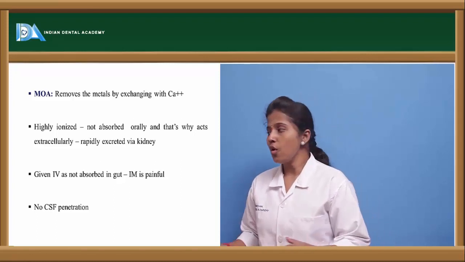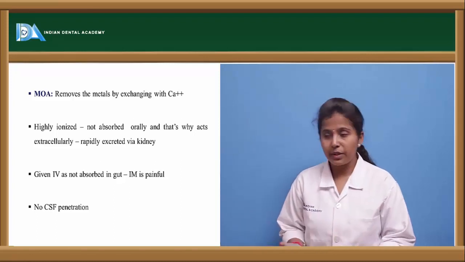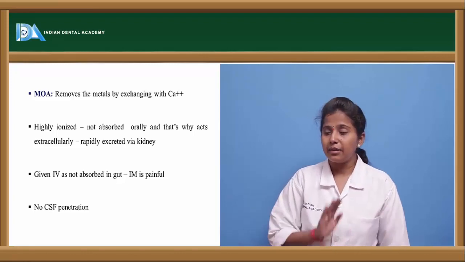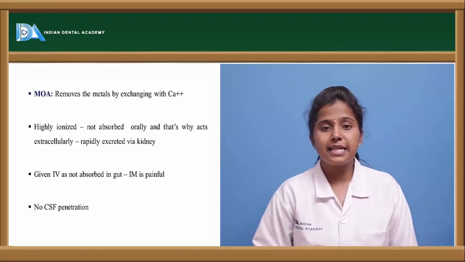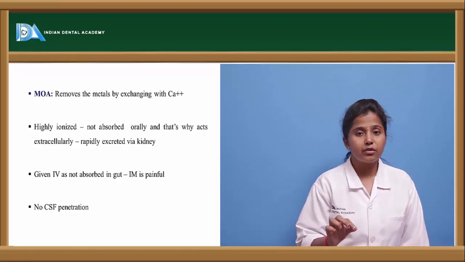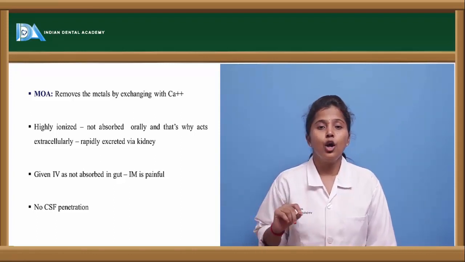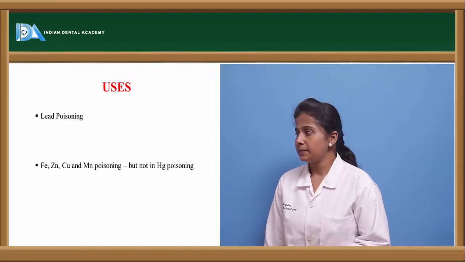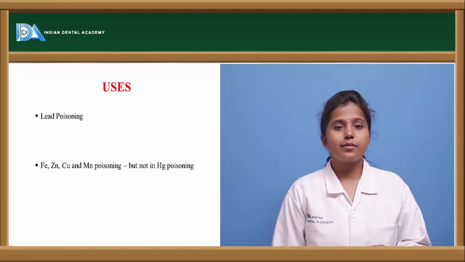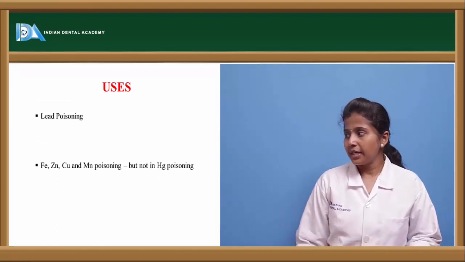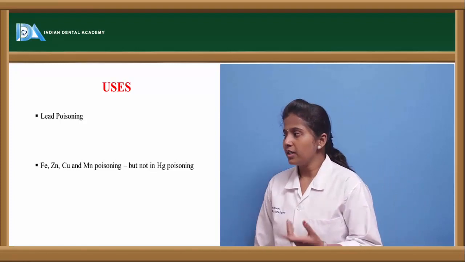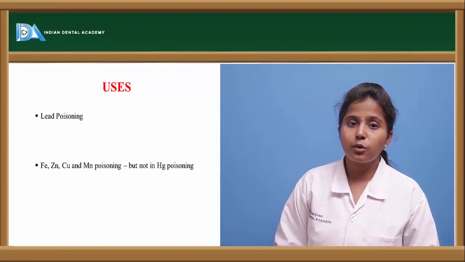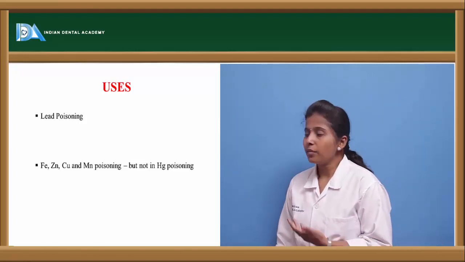It is not absorbed in the gut, as we saw in the previous slide. One more thing is that there is no cerebral CSF penetration. It can't penetrate into the cerebrospinal fluid. This is the best advantage of this calcium disodium EDTA. What are the uses? It is mostly used in lead poisoning, and it is used in iron, zinc, copper as well as manganese poisoning, but it is not recommended in cadmium poisoning or mercury poisoning.